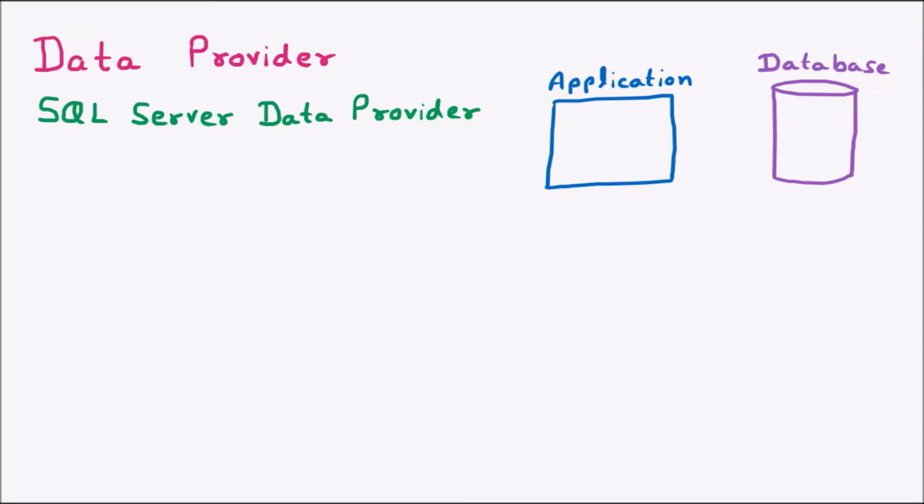Okay everyone, so now we are learning the data providers in .NET. Let us suppose that we have created an application. In this application we have made some project. We want that this application should be connected with the database. To connect the application with the database, we need the connection.